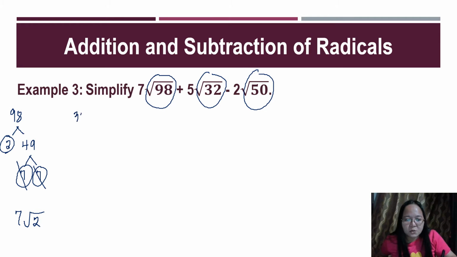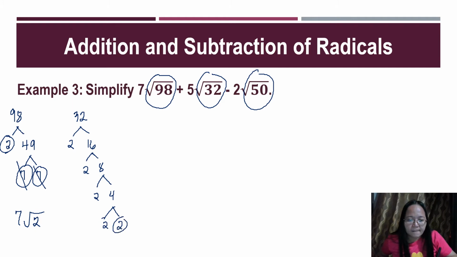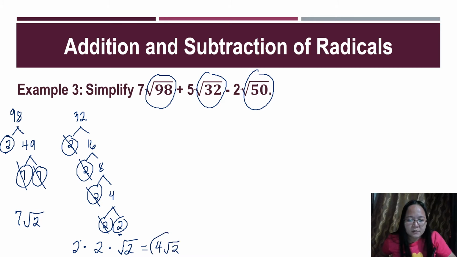And then for 32, we have 2 times 16, 2 times 8, 2 times 4, 2 times 2. First pair, write it once. Another pair, write it once. And then the other two has no pair, so we will leave it inside the radical sign. Simplifying this, we have 2 times 2, 4 square root of 2. This is 4 square root of 32.